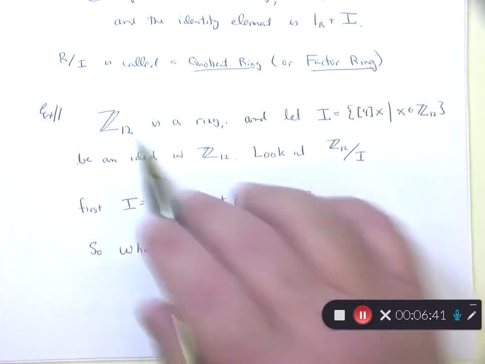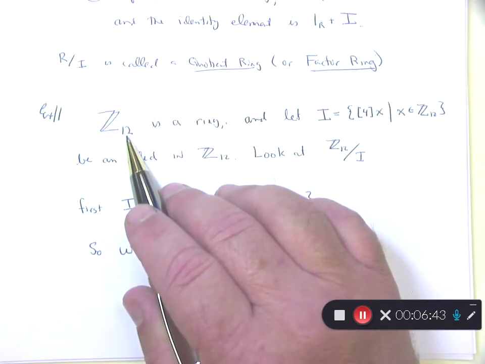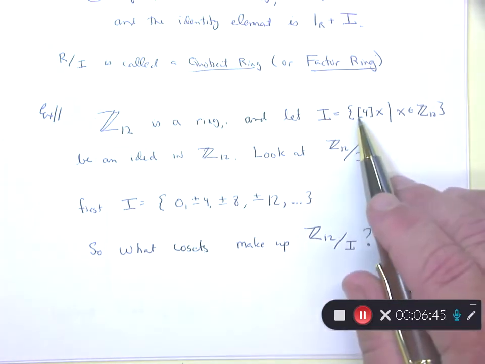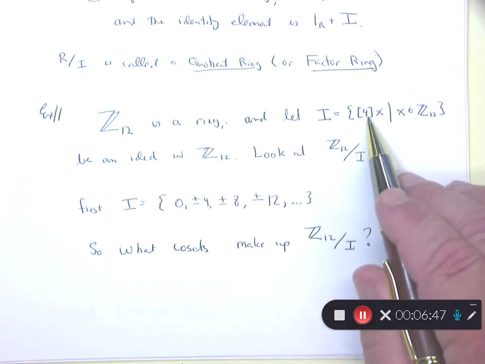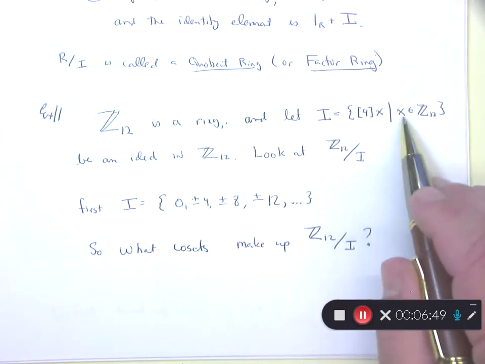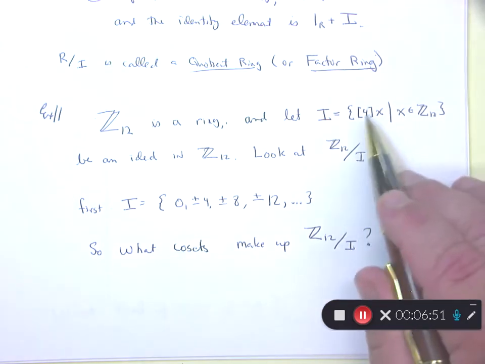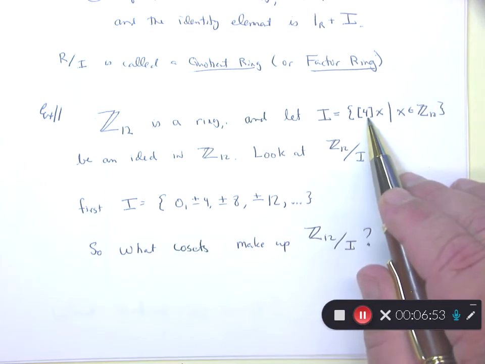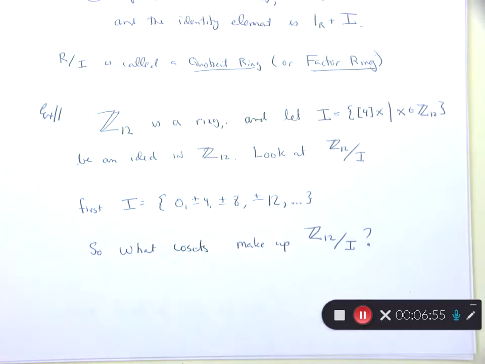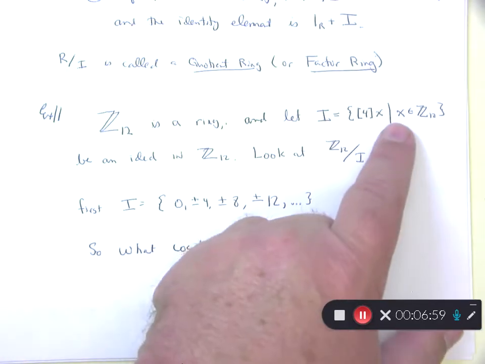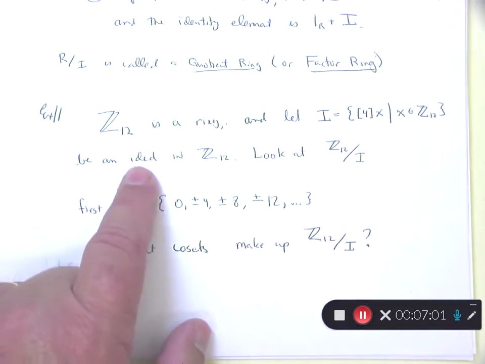So in Z12, remember you get elements 0 through 11. So these are equivalence classes. So I is equal to the equivalence class 4 times x, such that x is an element of Z12. It's all the multiples of the 4 equivalence class in Z12. I've played with it before. Now, because we played with it before, this is an ideal. Let that be an ideal in Z12.